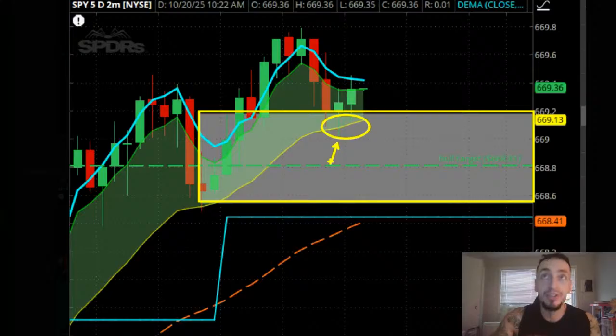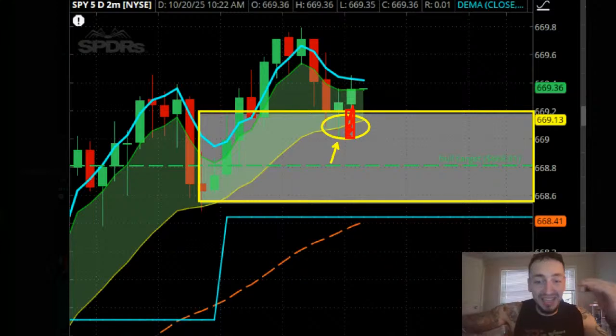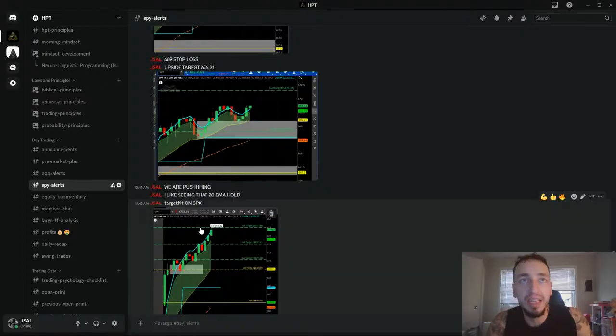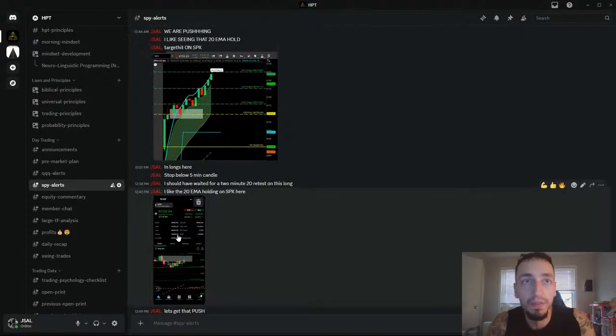If price doesn't respect the 20 and maybe price comes down here and goes something like this, then don't go long. Once again, guys, it's black, it's white, it's up, it's down. If price respects that 20, I'm getting into the market long. That was trade number one. You see here, this thing just really started to take off.